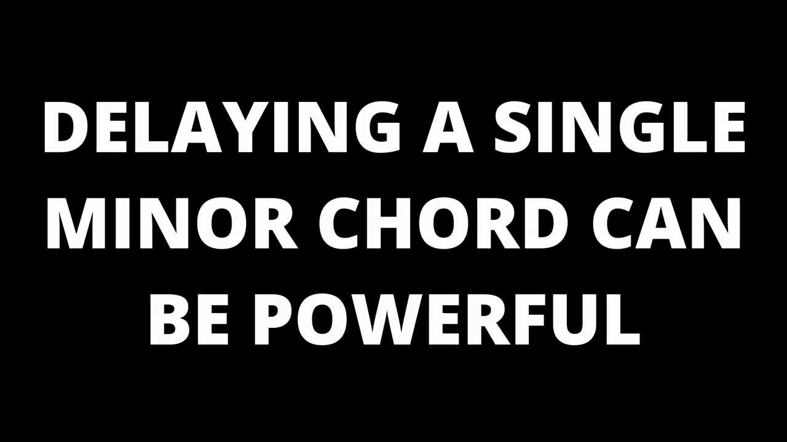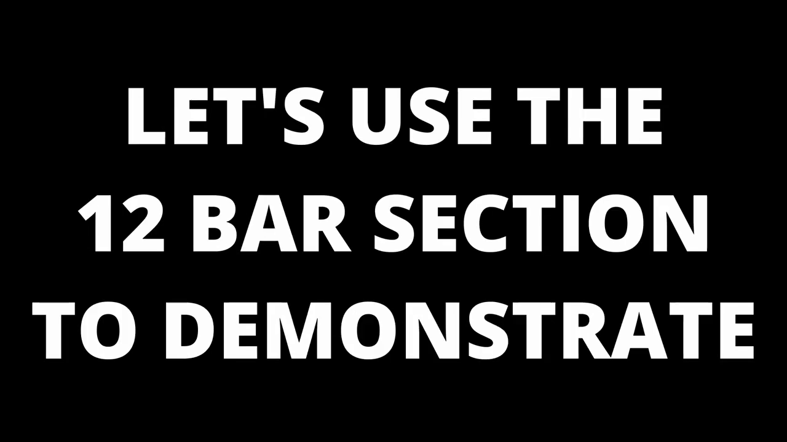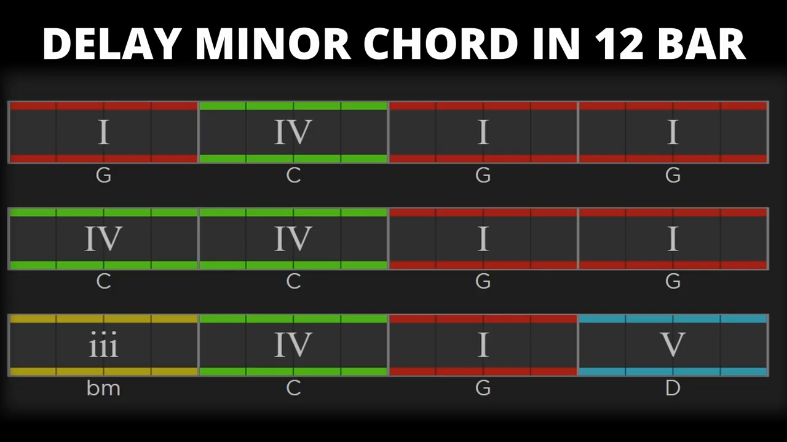As we mentioned earlier, it can be useful to hold back chords for maximum impact, and if we are bringing a minor chord into our otherwise major chord song, delaying its use can be particularly powerful. Let's return to the 12 bar section we discussed earlier in the video. In this example, we will hold back our minor chord until bar 9, where we expect to first hear the 5 chord, listen to its impact, and also how we delay 5 until the very last bar.